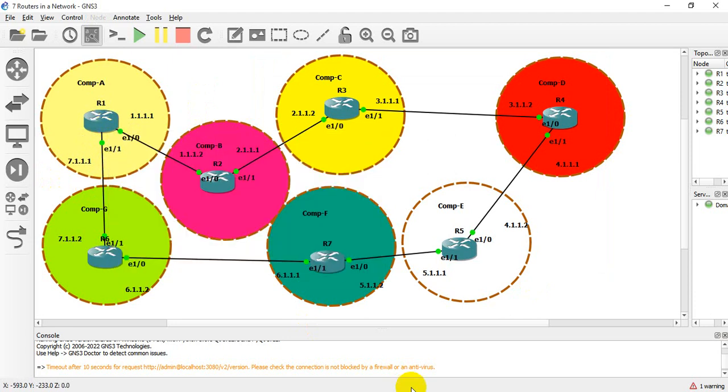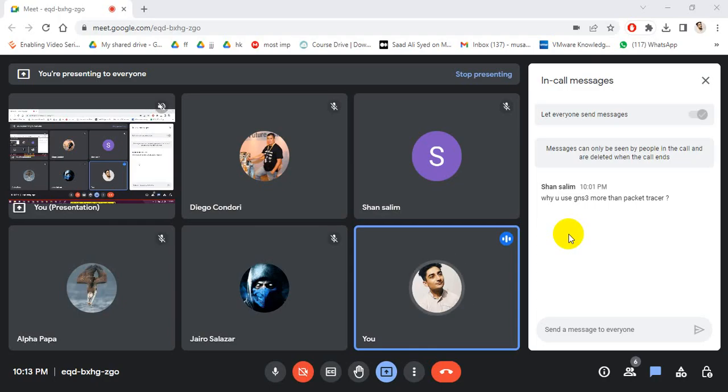So how to do it? Let's try it now. Why do you use GNS3 more than Packet Tracer? The answer is that it depends on the projects, on the labs, which projects you want to configure, which projects you want to complete. So it depends on the network simulation software. GNS3 is best for practicing routing labs, and Packet Tracer is best for performing switching labs. So that's why it depends.